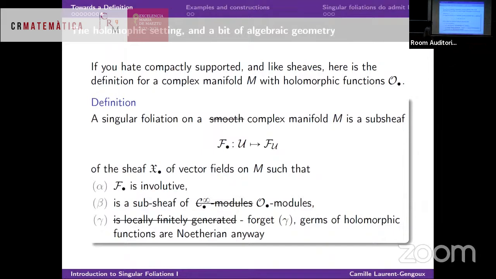Why? Because germs of holomorphic functions are Noetherian. So anyway, any subsheaf is going to be locally finitely generated. Okay? Same thing with real analytic, same thing with algebraic. Like, what is a singular foliation on an affine variety?